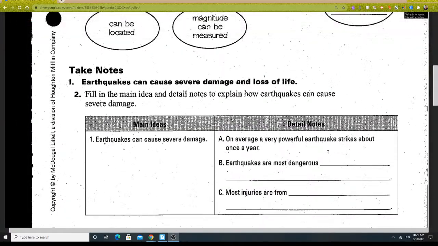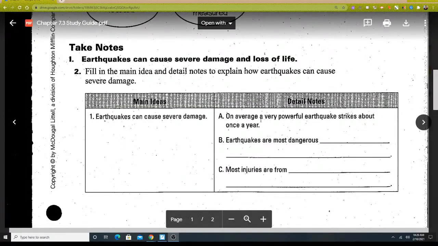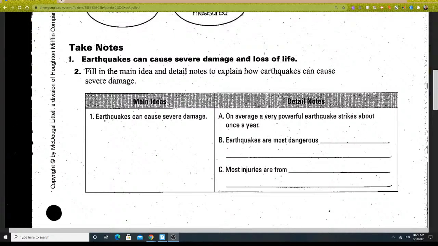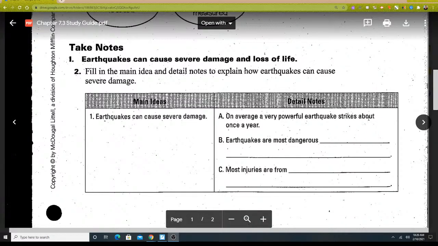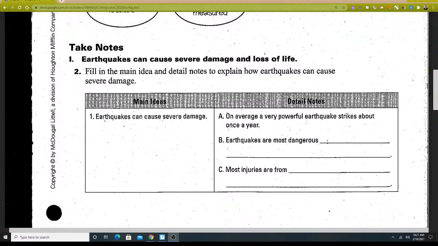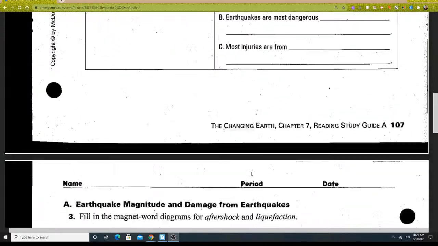When you fill in the rest of this, earthquakes can cause severe damage. On average, a very powerful earthquake strikes about once a year. And very powerful, they're talking, those are 7, 8, 9s on the scale. Earthquakes are most dangerous where? Where do they occur that are most dangerous to humans? And then letter C says the most injuries from earthquakes are caused from what? And I know we put that into our notes.